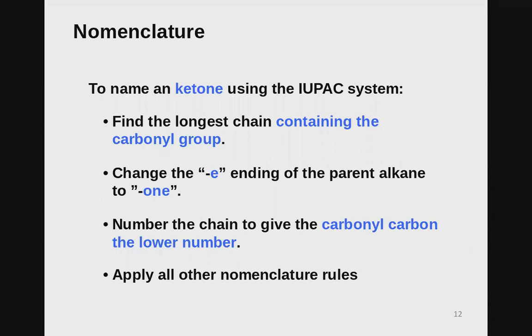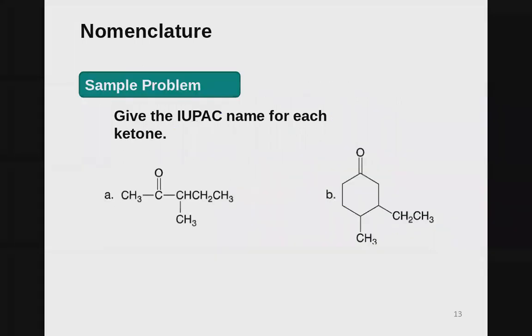Heptanone. That's kind of nice. Then we number the chain to give that carbonyl atom the lowest possible number, like we just did for our aldehydes. And then we apply every other nomenclature rule we've applied thus far in this class. So let's name these two groups. We have this one and then this one.